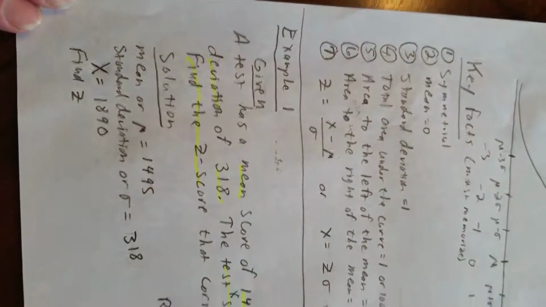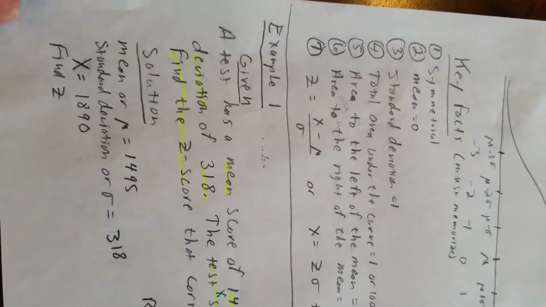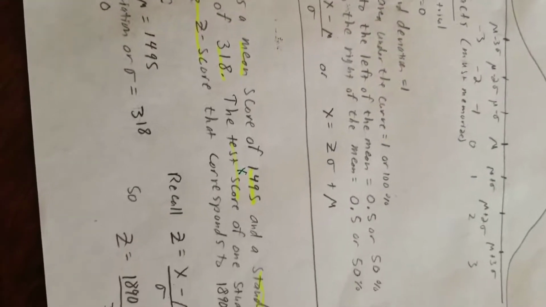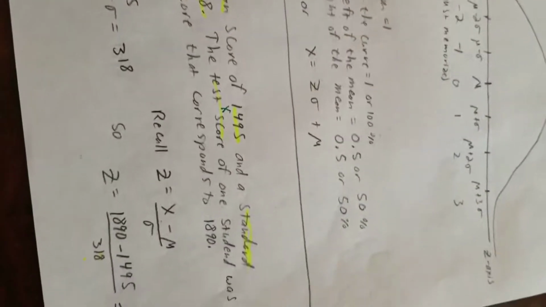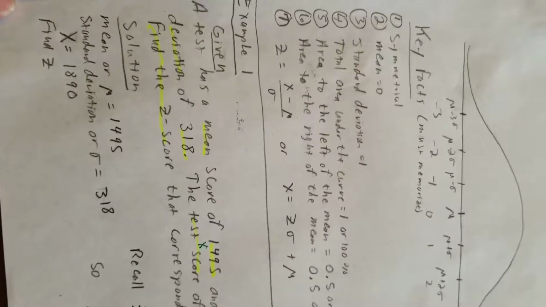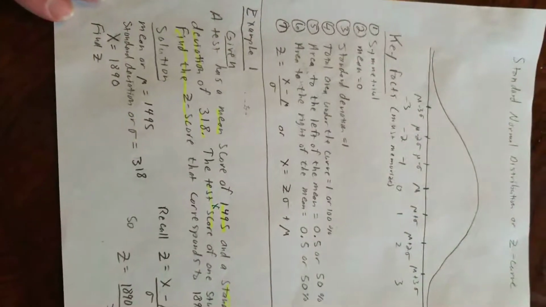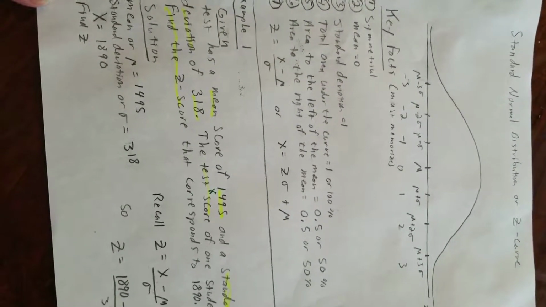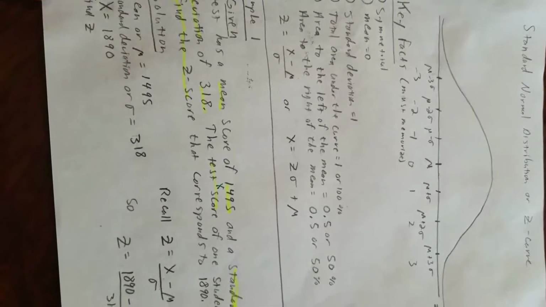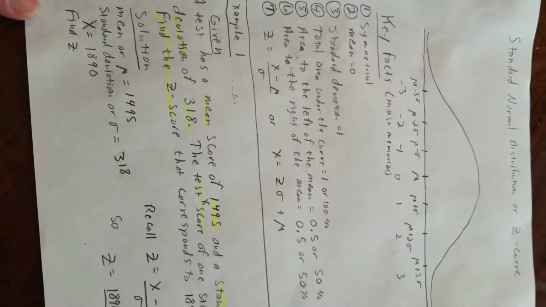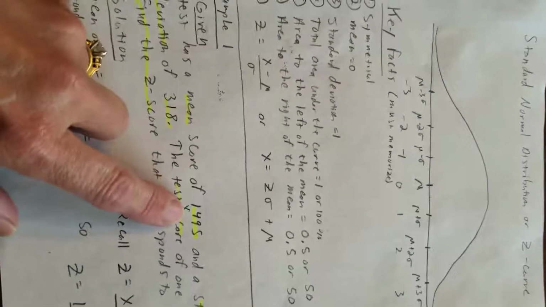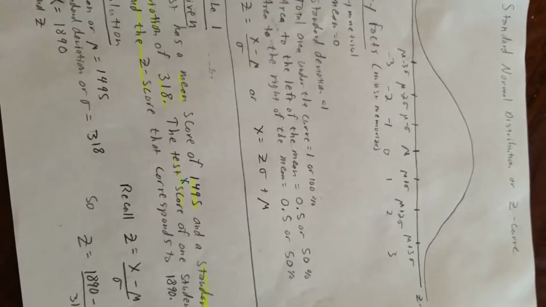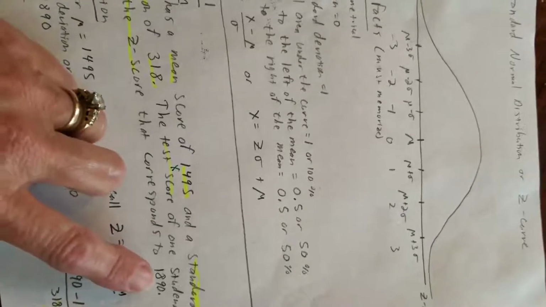Again, please be looking at your notes because there's no way I can get this whole sentence in here without it being blurry. So a test has a mean of 1495 and a standard deviation of 318. The test score is your X. It's always important to look at the problem and see what is your variable. In this problem, it's the test score, okay? And I even wrote the X there just so we wouldn't forget that. Okay, so the test score of one student was 1890. Find the Z-score that corresponds to 1890.